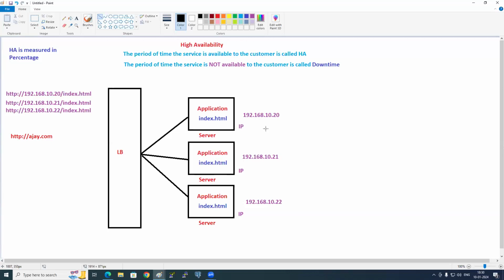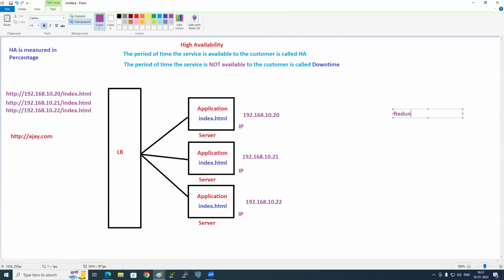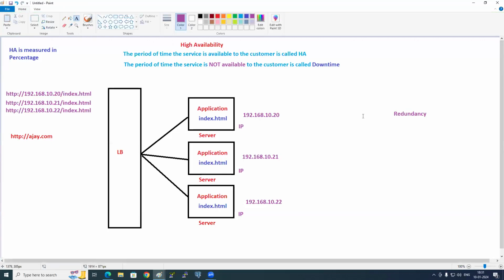So can I say that is called redundancy? Redundancy means duplicate. We are keeping the same application in different servers. Listen carefully: redundancy is having the same application in different servers. That is called redundancy.